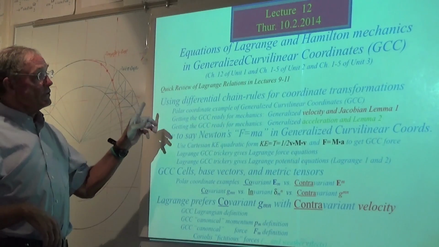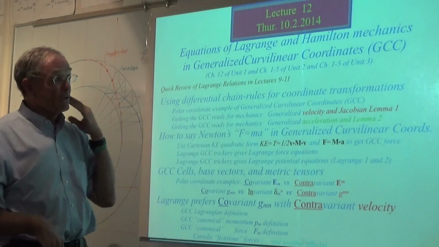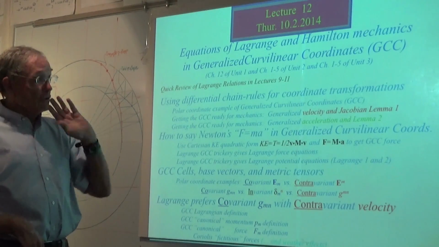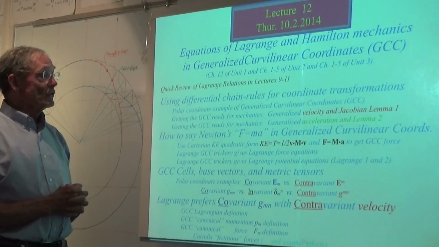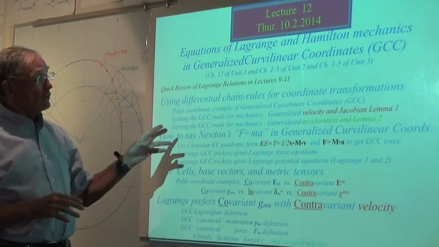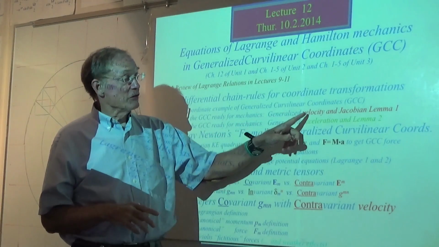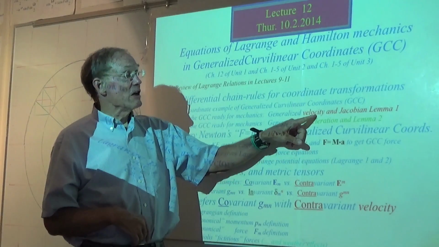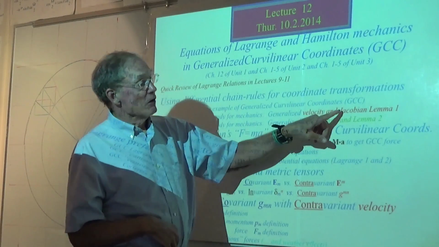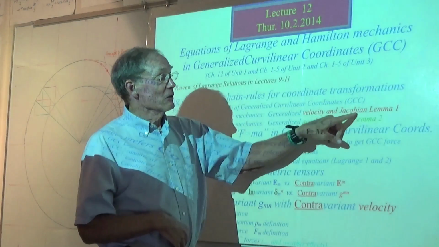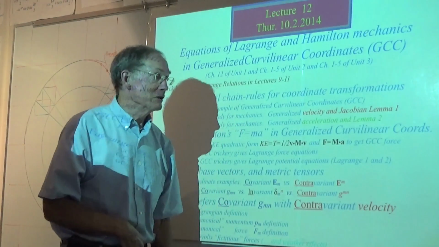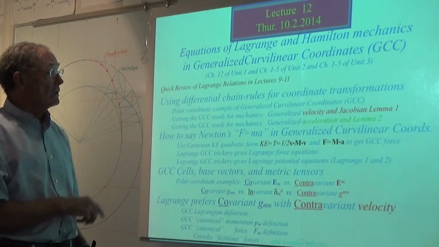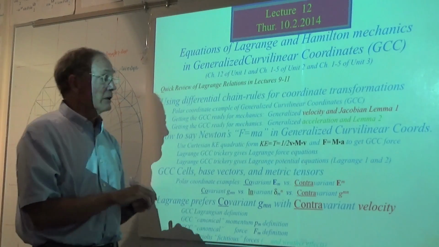So what we're going to do is take the differential chain rules that we've already talked about, which is basically calculus 2, and use them to build coordinate transformations. And we're going to develop the idea of generalized velocity. Actually, if you have generalized coordinates, you need generalized velocities, and you need something called the Jacobian. And in particular, a lemma about the Jacobian we call Jacobian lemma 1. These are all very simple results, but if we organize them well, this should go fairly quickly.